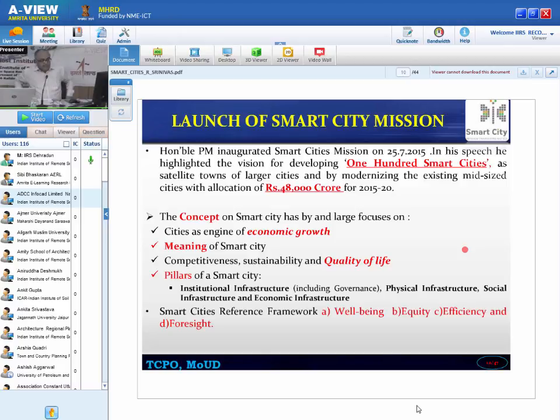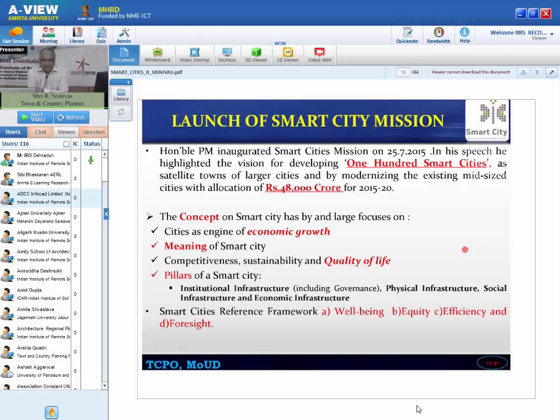Now, let me come to the launch of the Smart City Mission. You are all aware, you must have seen various news items and magazines focusing on the launch of the Smart City Mission. The Honorable Prime Minister inaugurated the Smart City Mission in 2015, and in his speech he highlighted the vision for developing 100 smart cities as satellite towns of larger cities, and by modernizing the existing mid-sized cities, with an allocation of almost 48,000 crore rupees for 2015 to 20.